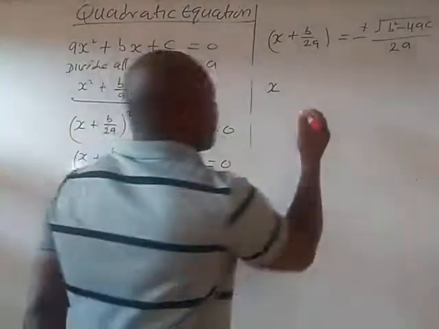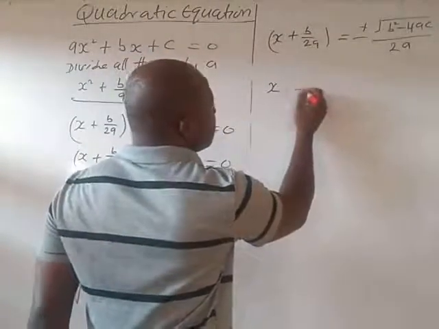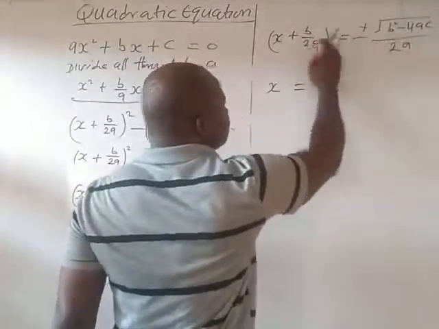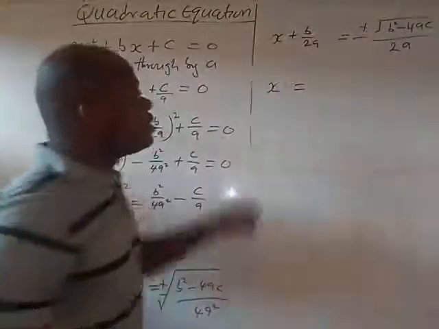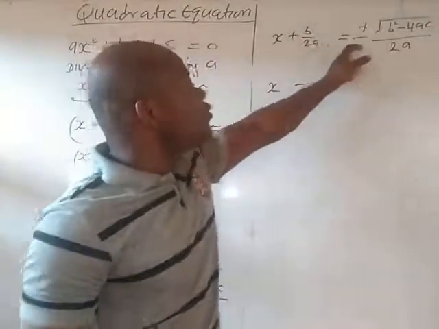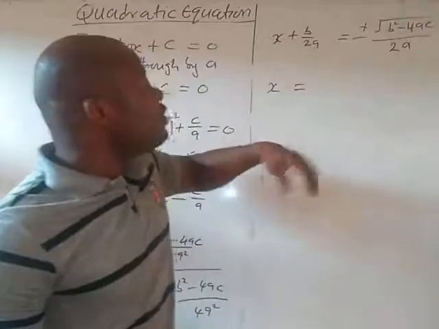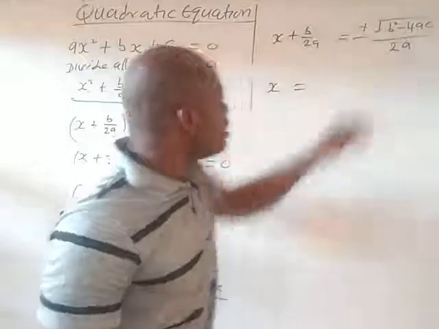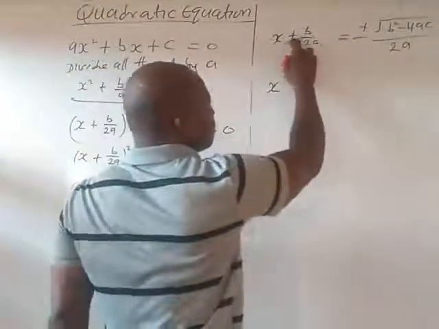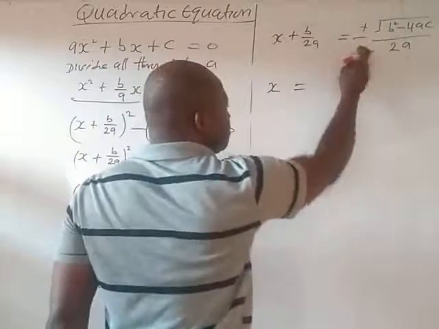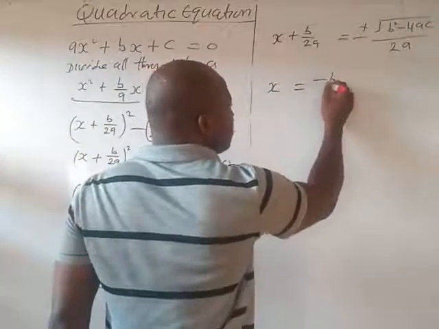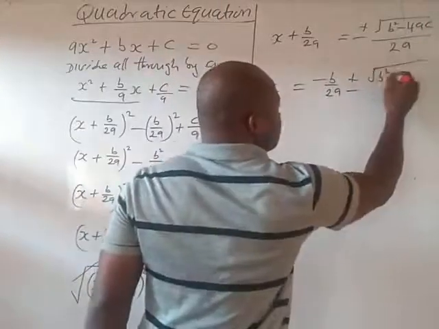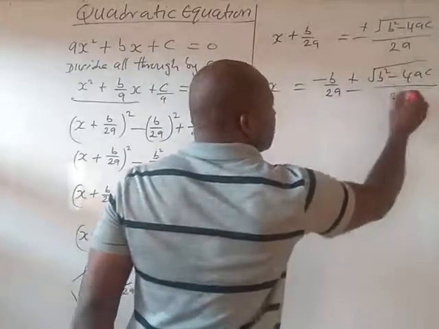So that we have x equal to, now move this one to this side. When this one gets to this side, it becomes what? We have x plus b over 2a equal to this. The next thing is to rearrange again so that we retain x here and move this constant to this side. It is plus here, then it becomes minus. So that we have x equal to minus b over 2a plus or minus the square root of b squared minus 4ac over 2a.